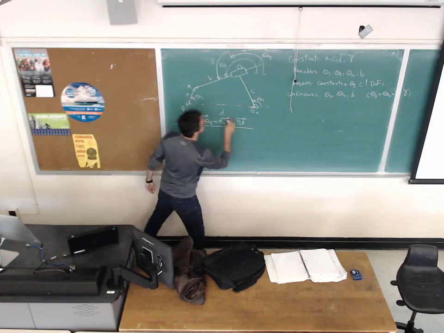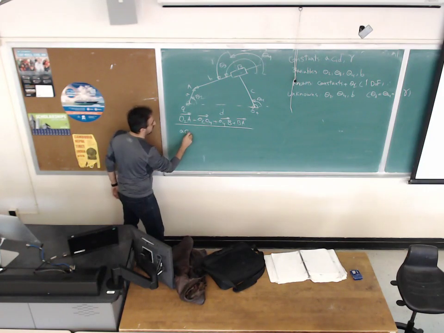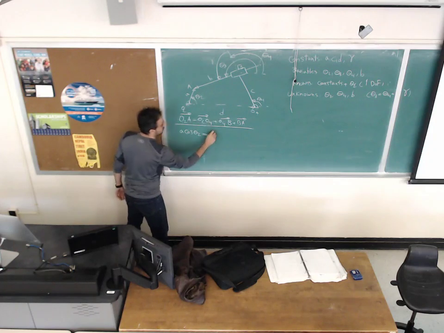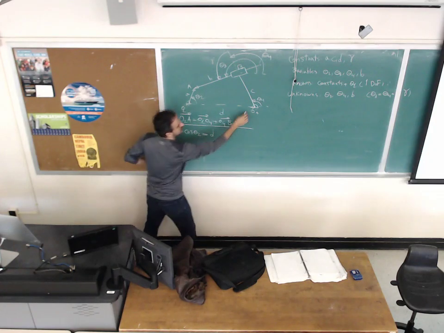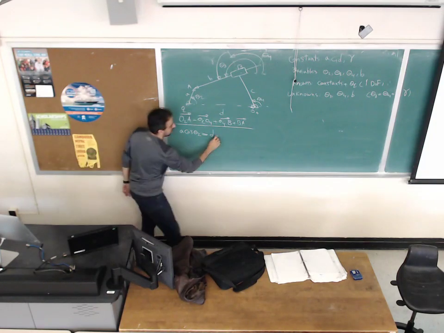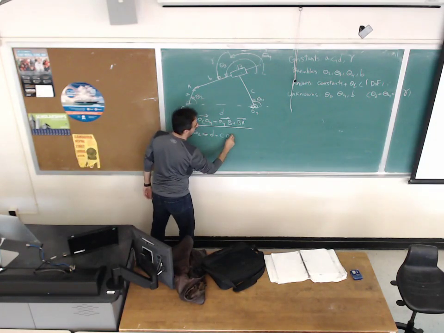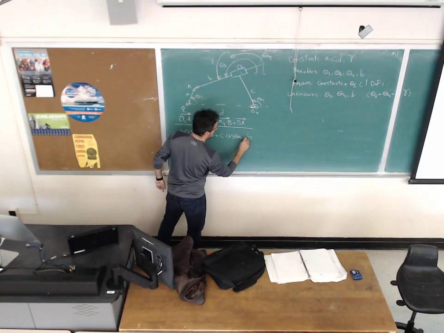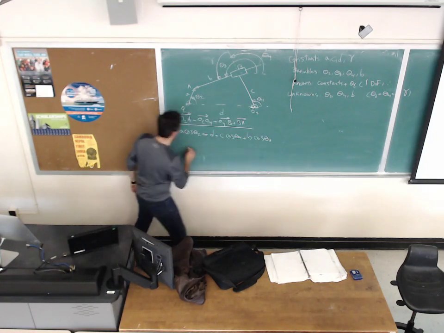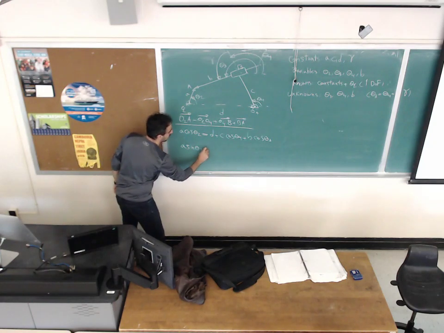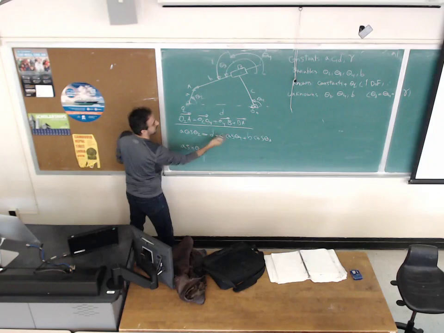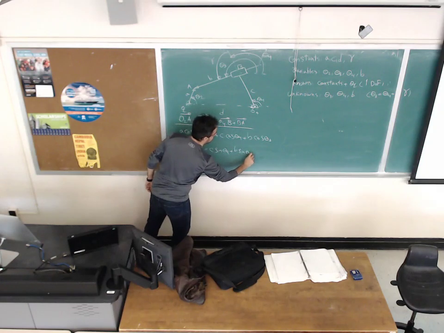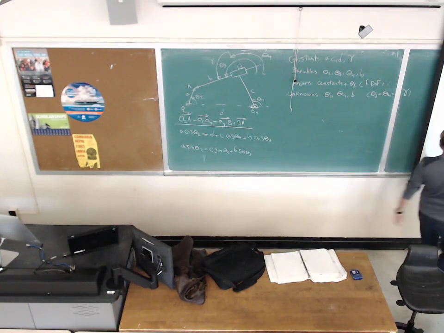In this displacement analysis, the x component is going to be A cosine of theta 2 for this vector, equals O2O4, D cosine of 0, or the x component is D, plus C cosine of theta 4 plus B cosine of theta 3. And the y component is A sine of theta 2 equals, there is no y component, D sine of 0 is 0, C sine of theta 4 plus B sine of theta 3.